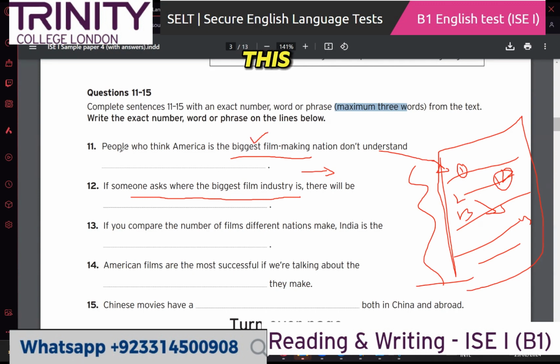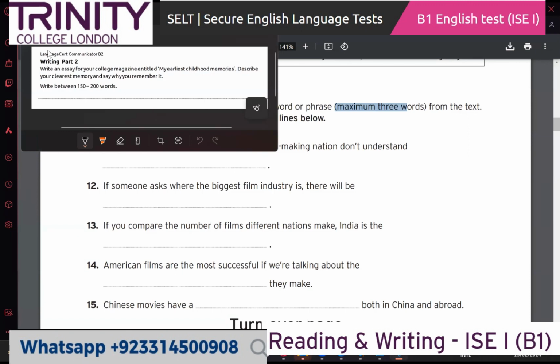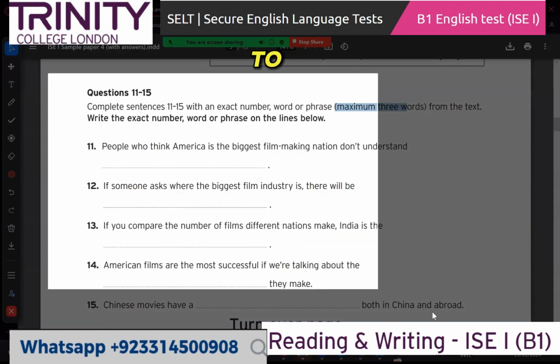The tip is this: in your exam, always start with fill in the blanks, because fill in the blanks will allow you to have a deeper understanding of the text. Once you understand that, true or false and match the heading will be very easy for you. So when you solve your reading text, solve questions 11 to 15 first. That's what we are going to do right now.